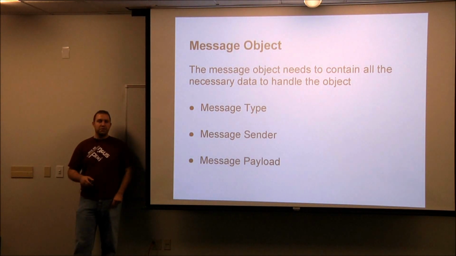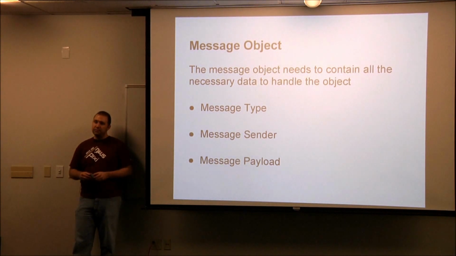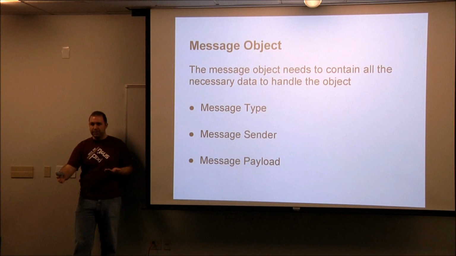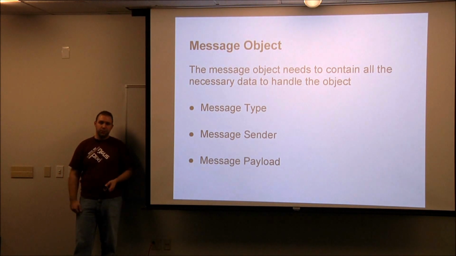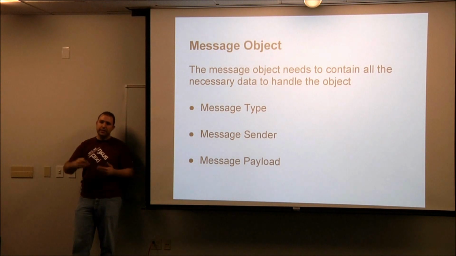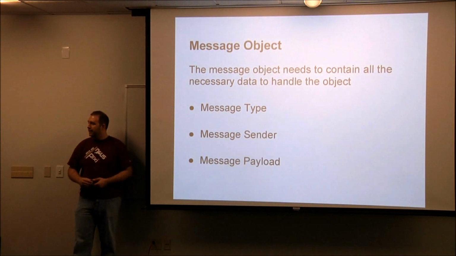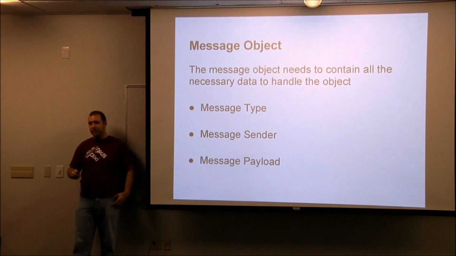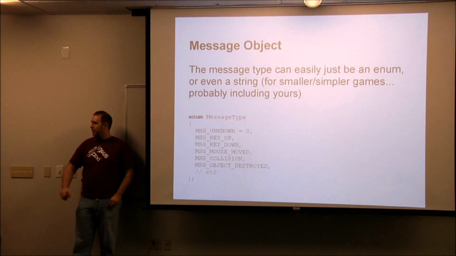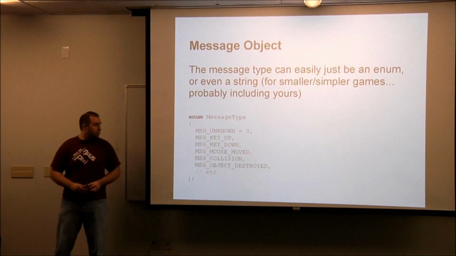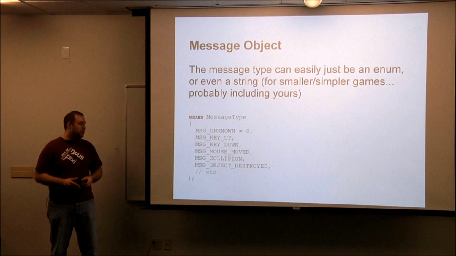You also will often want to know the message sender. In this case, for example, in a collision, it might be one of the objects that collided with something. Or if it's an object that was destroyed, it's the object that was destroyed, because he's the one that's going to say, hey, I just got destroyed. He's sending the message out. And then there's also going to be the message payload, which is going to vary based on the type of message you're using. So here's an example, a bit of an enum you can use.